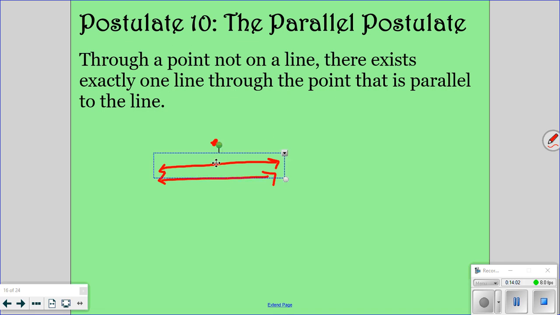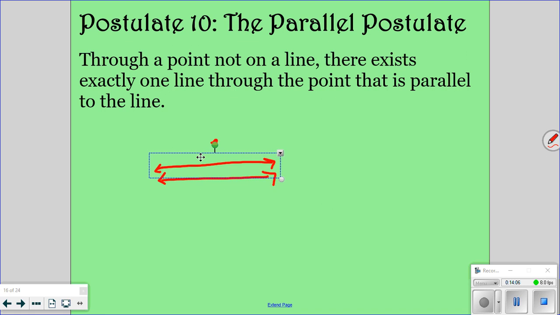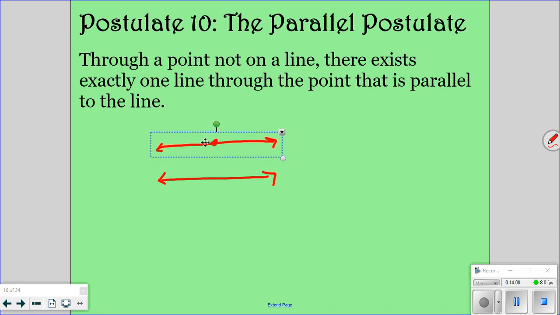And so if I move it around, it's still going to be parallel. And then it's only going to go through that point one time. And so there's only one line that's going to go through the point that is going to be parallel to the given line. That's all that postulate is saying.